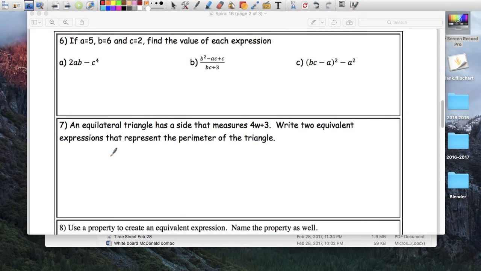Equilateral triangle. Draw the triangle. It doesn't kill you to draw the triangle. All sides have the same value. So in this case, one side measures 4W plus 3, which means this side is also 4W plus 3, and this one is 4W plus 3. Okay, it's an equilateral triangle. It means that all sides measure the same length, whatever it is.